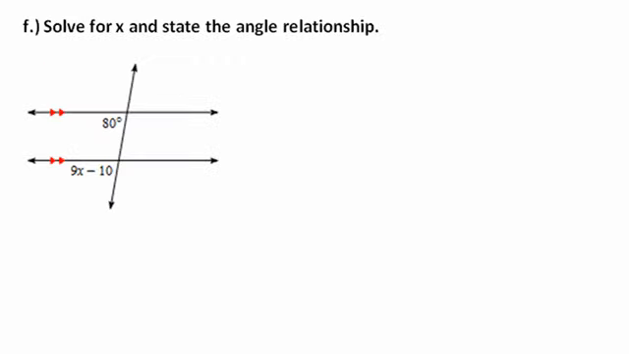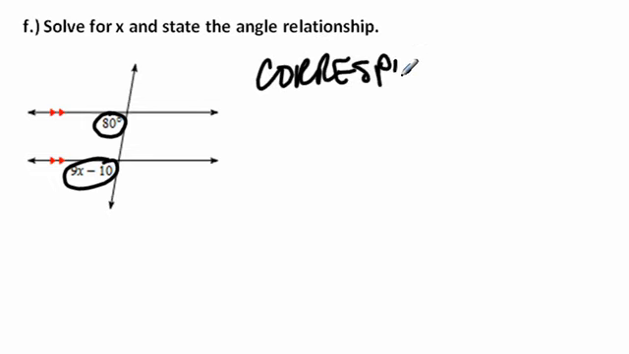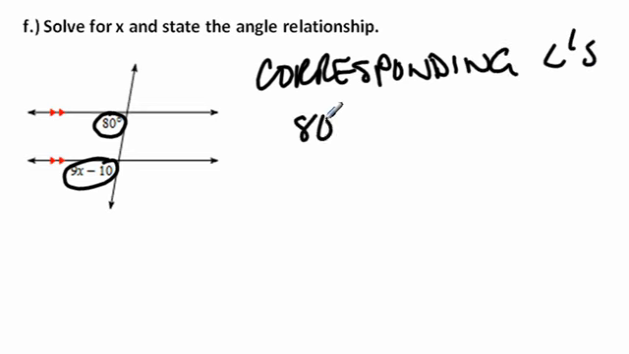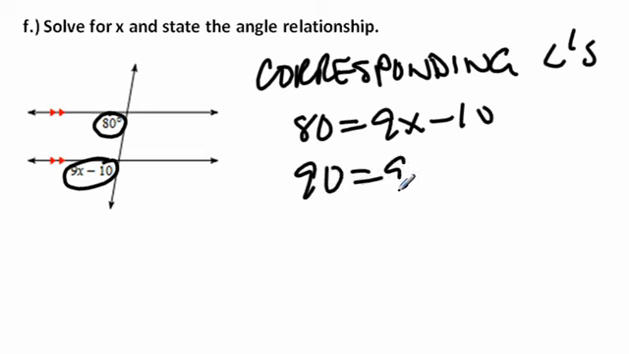Okay, again, in this problem, we have two parallel lines. The two angles are on the same side, but they're in corresponding spots. So we say they're corresponding angles. So then we get 80 equals 9x minus 10. And so then I add 10 to both sides and I get 90 equals 9x and x equals 10.